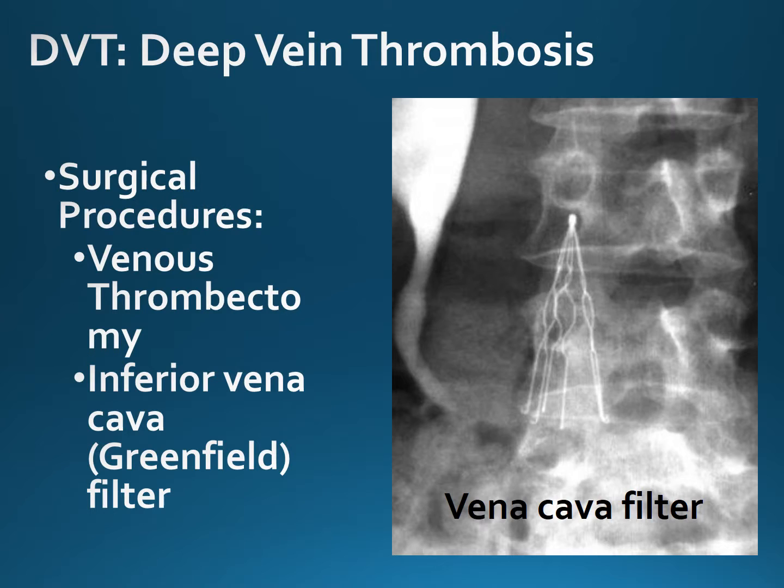Venous thrombectomy has been known to remove some of the vein lining along with the clot, and it can result in an increased risk for repeat clot formation. An inferior vena cava filter may be used for patients that cannot take anticoagulant therapy.